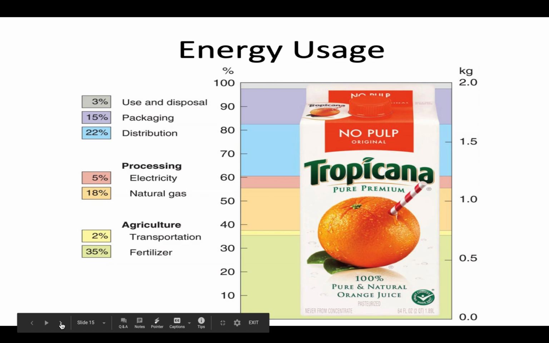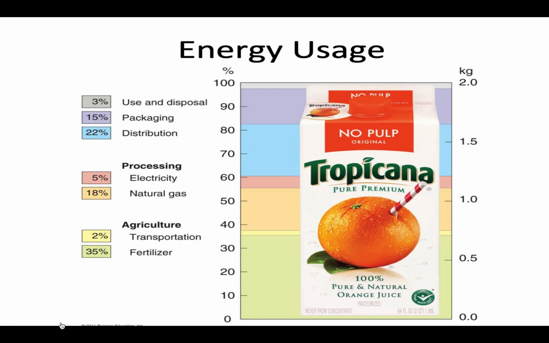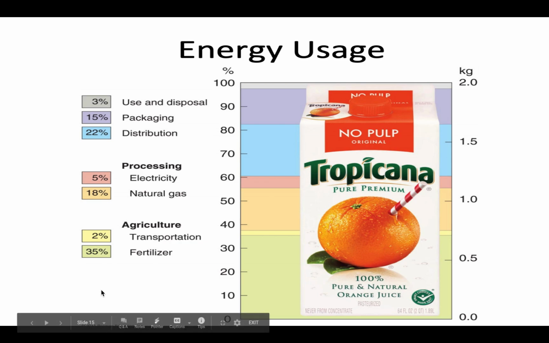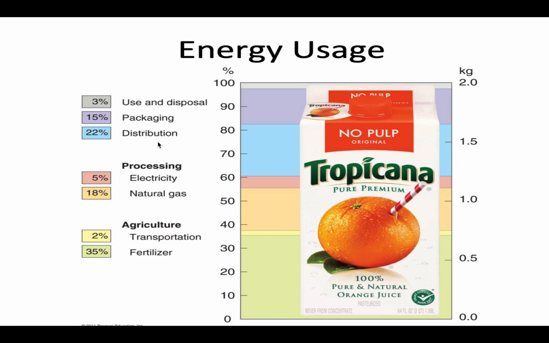We look at energy usage and how we use our energy. The most energy we use is in agriculture for fertilizers and irrigation. The second most we look at energy is the overall distribution of moving consumer goods. The third most is seen with natural gas and the heating of our houses.